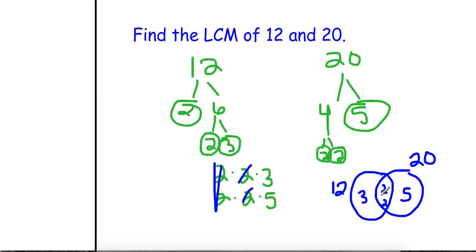3 times 2 times 2 times 5. 5 times 2 is 10, and 10 times 6 is 60. So you can multiply in any order because of the commutative property. So 3 times 2, which is 6. 6 times 2 is 12. 12 times 5 is 60. The least common multiple of 12 and 20 would be 60. Go ahead and give your homework a try.